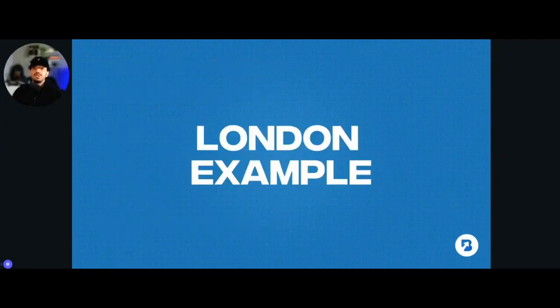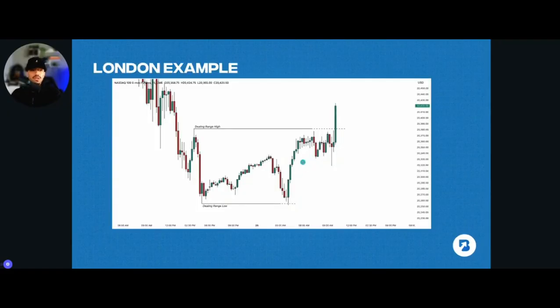Now I'm going to teach you my blueprint model. We're going to go over London and New York, and the focus is time-based reversal. This is something that you need to learn, and I'm going to teach you right now. Firstly, let's go over London. You can see right here, this is our dealing range low, and this is our dealing range high. This is the first thing you need to identify when you sit in front of the charts. Once you identify your range, this is the swing high, this is the swing low.